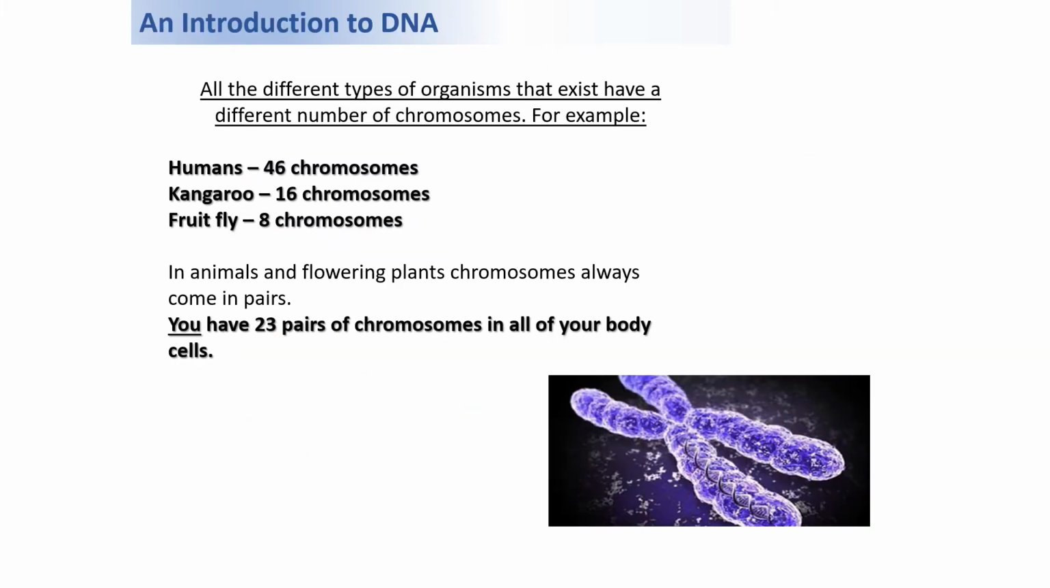An introduction to DNA. Each different type of organism has a different number of chromosomes in their body cells. For example, humans have 46 chromosomes, potatoes 48, chicken 78, kangaroo 16, fruit fly 8. In animals and flowering plants, chromosomes always come in pairs. We have 23 pairs of chromosomes in our normal body cells. We inherit half of our chromosomes from our mother and half from our father. All the different types of organisms that exist have a different number of chromosomes.